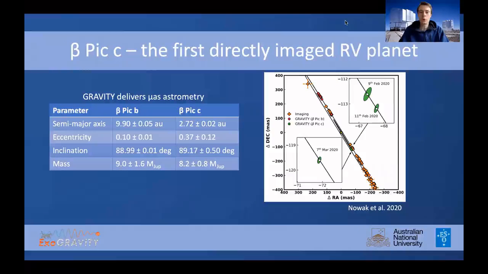It is noteworthy that GRAVITY achieves an astrometric precision of about 100 microarcseconds, which tightly constrains the orbital parameters of Beta Pictoris b and c. Together with Anne-Marie Lagrange's radial velocity data, we obtain slightly eccentric orbits for both planets, and the dynamical mass of 8 Jupiter masses for Beta Pictoris c and 9 Jupiter masses for Beta Pictoris b, which is consistent with, but at the lower end of, the mass predicted by the spectral retrieval.